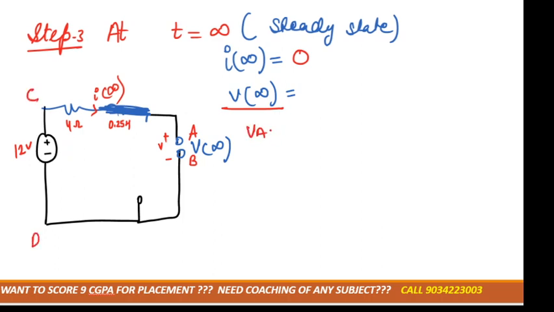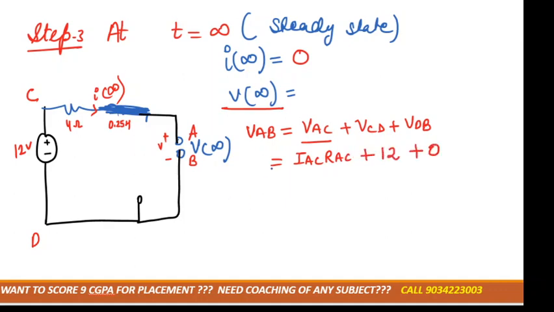And V infinity would be equal to VAB, we can mark it here again. VAB is equal to VAC plus VCD plus VDB. VAC is how much? IAC multiplied by RAC. VCD is 12. VDB is 0. IAC is 0, as you know no current will flow, right? So we get VAB equal to 12 volt. So V infinity is 12 volt. Okay, got it? Clear? Any doubt up to here?